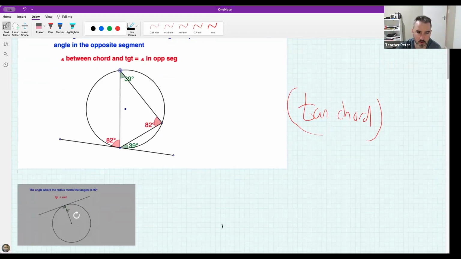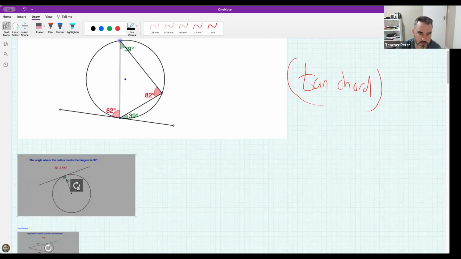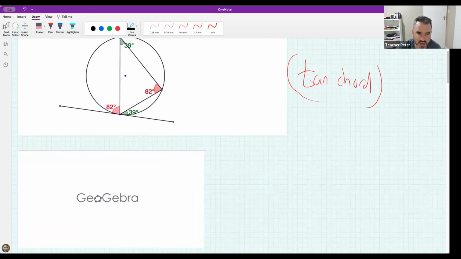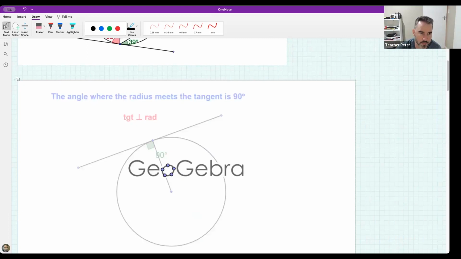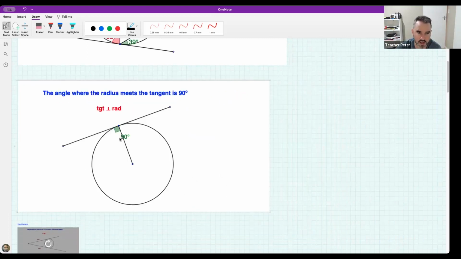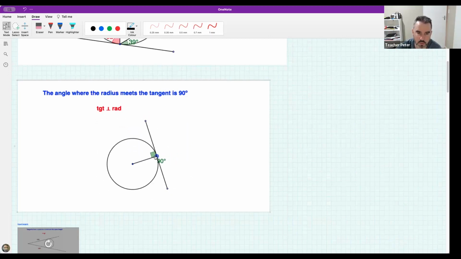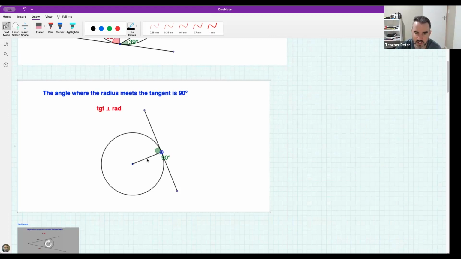Then we also spoke in the last lesson about the relationship between a tangent and the radius of a circle. If we look at a tangent with a point of tangency, I can move the tangent around, but the relationship between the tangent and the radius is always 90 degrees. And so we call that the tan radius theorem.